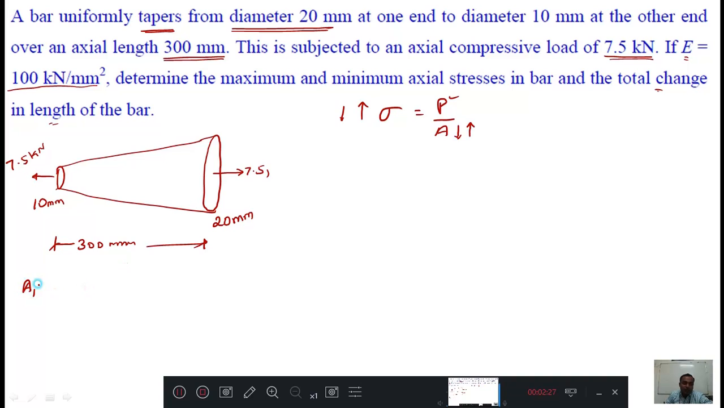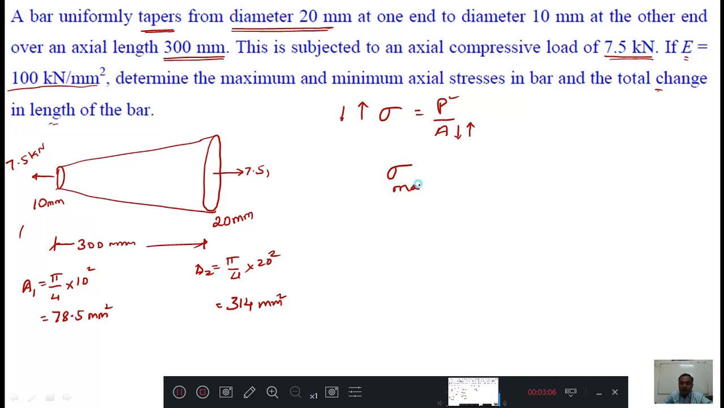Here A1 on this side is pi by 4 into 10 square, that is 78.5 mm square. And here A2 is pi by 4 into 20 square, that answer is 314 mm square. Okay, now I have A1 and A2.